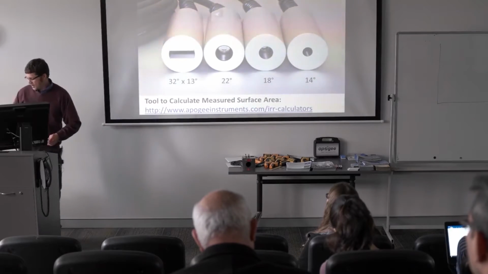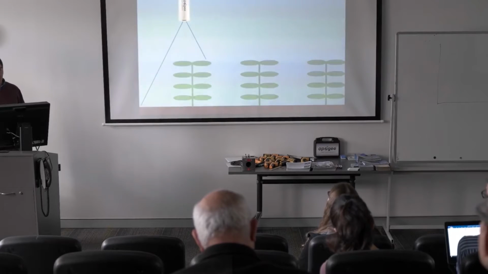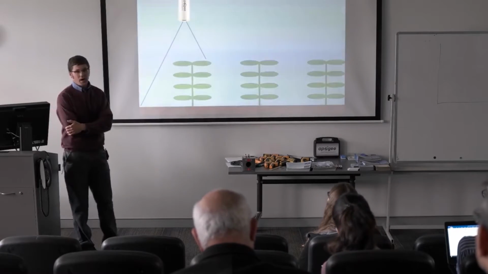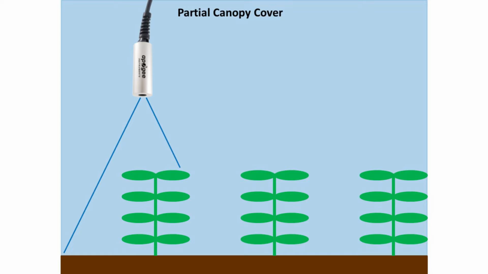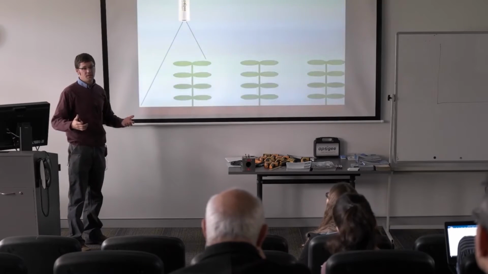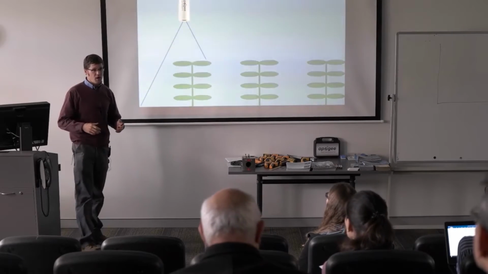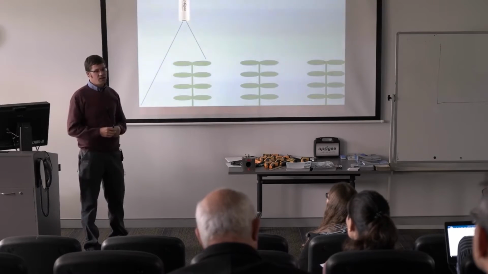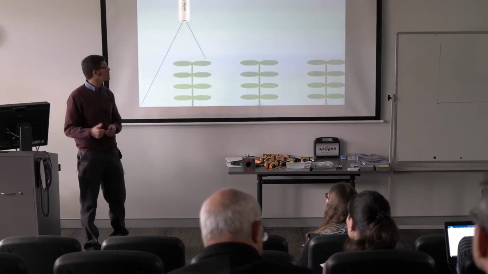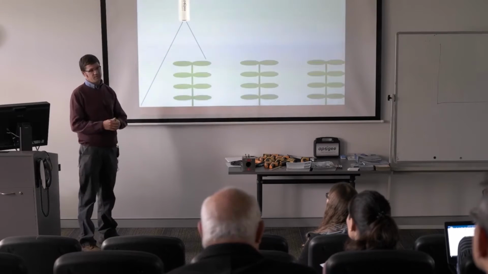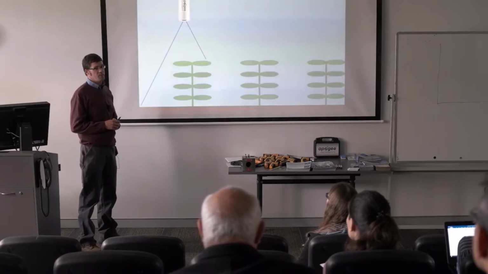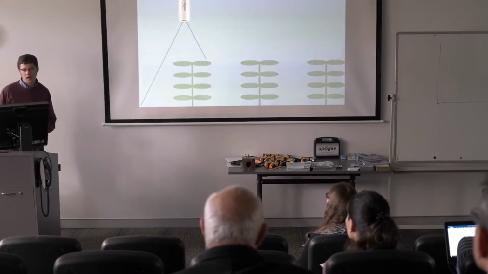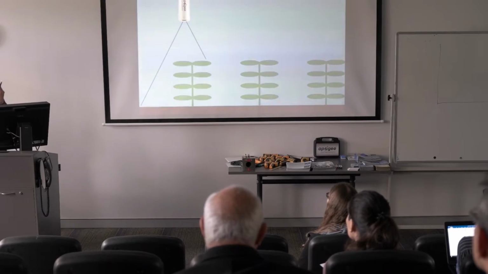So another question that comes up often in relation to field of view is, what do I do in this situation where I have partial canopy cover? Maybe it is row crops, or maybe it's a forest where the trees are fairly sparse. And you're trying to measure the plant canopy temperature, but you have all of this soil that you see in the background. So a couple techniques, and I won't spend too much time on these.